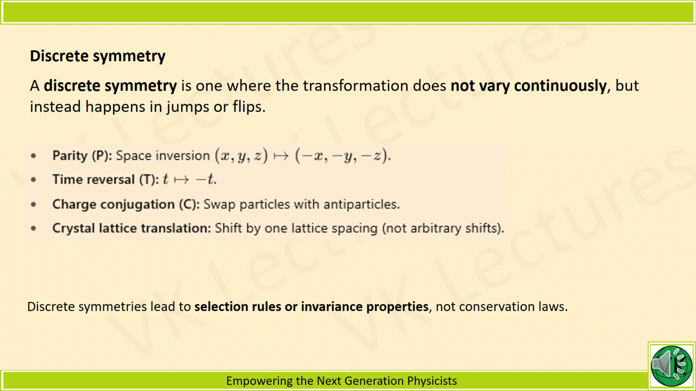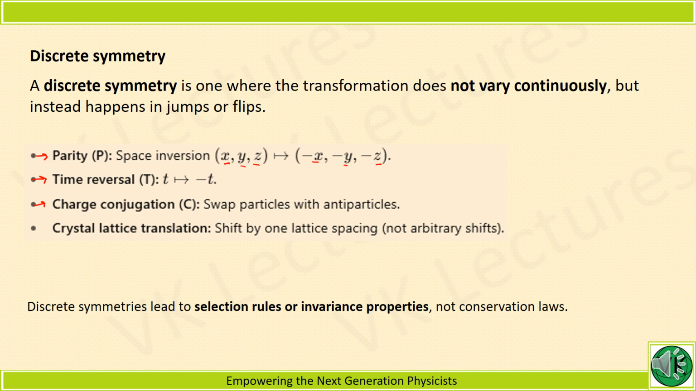Discrete symmetry. What is a discrete symmetry? A discrete symmetry is one where the transformation does not vary continuously, but instead happens in jumps or flips. Some examples of discrete symmetry are parity, where space inversion occurs: x changes to minus x, y changes to minus y, and z changes to minus z. Similar examples are time reversal, t changes to minus t.